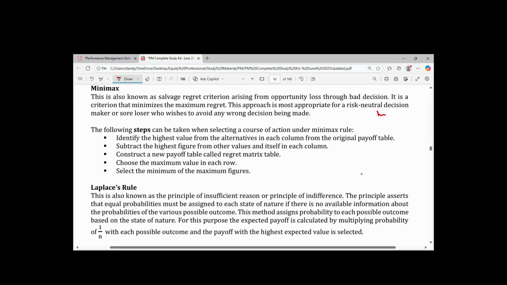Then step 3, you construct a new payoff table, which is known as a savage regret table. Then step 4, you choose the highest value in each row. Then step 5, you select the minimum of the maximum value. Okay, so that's all you need to do.